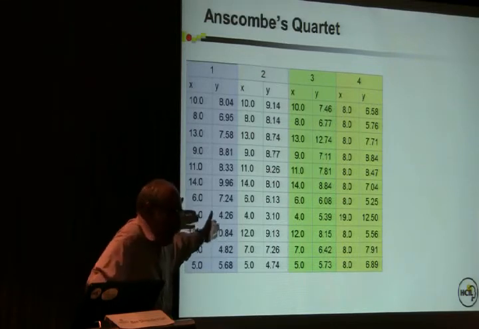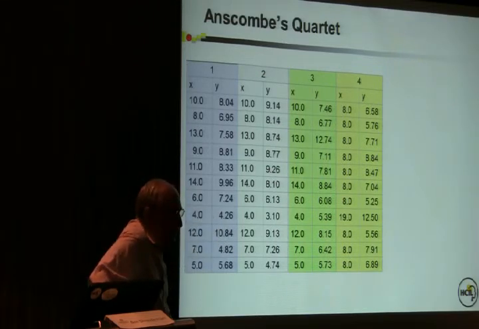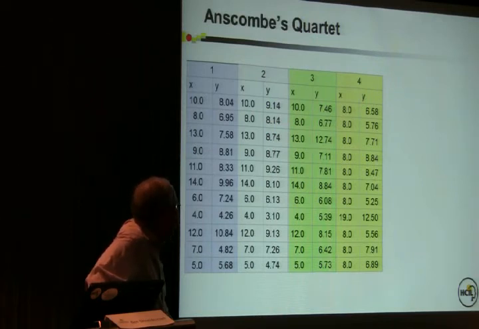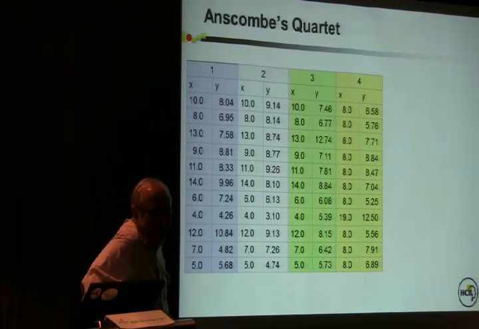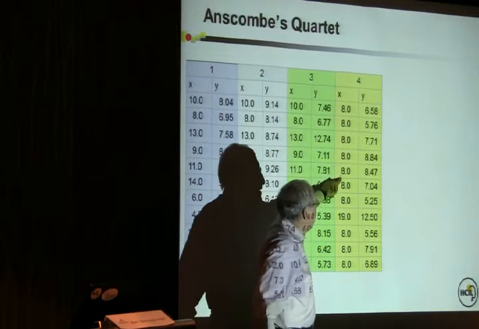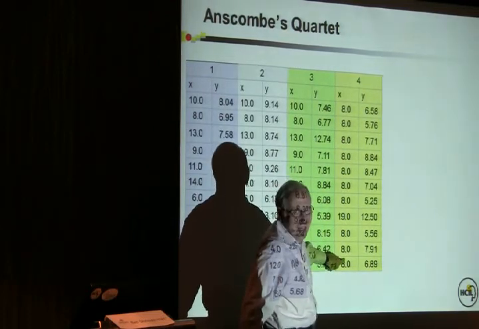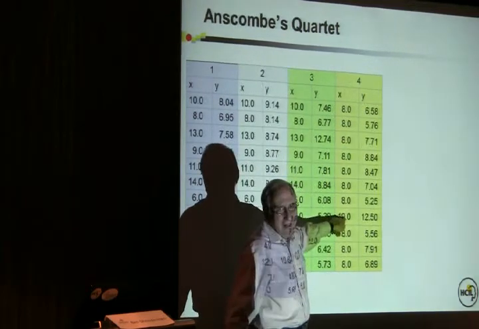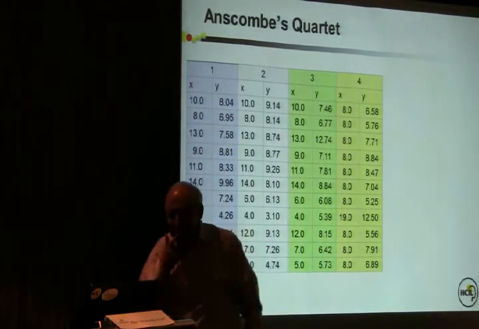I just want to show that even with 12 rows of data, it's pretty hard to make sense of this stuff. See anything else interesting? What catches your eye? Catches your mind? X4. Yeah, X4. That's pretty weird. They're all 8.0, except for this one. All right? So there's something strange going on.